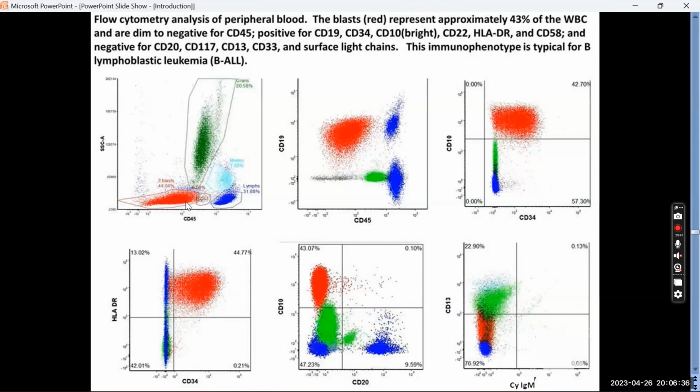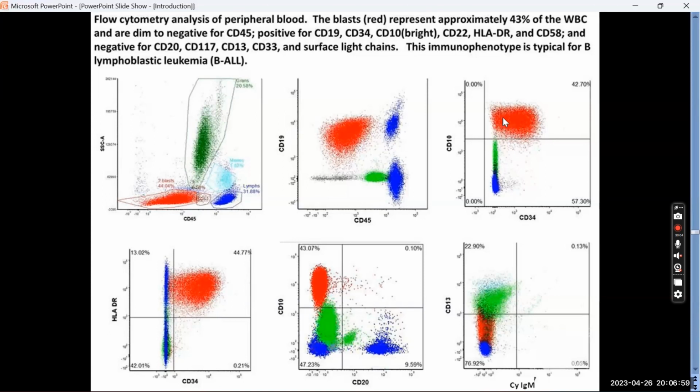Now in this case, you find a red color population, which is 44%, occupying a CD45 negative to dim region, and these are all blasts. It is positive for CD19. It is positive for CD10. It is positive for CD34 in a variable or dim fashion. It is positive for HLA-DR. I said it's negative for CD20.